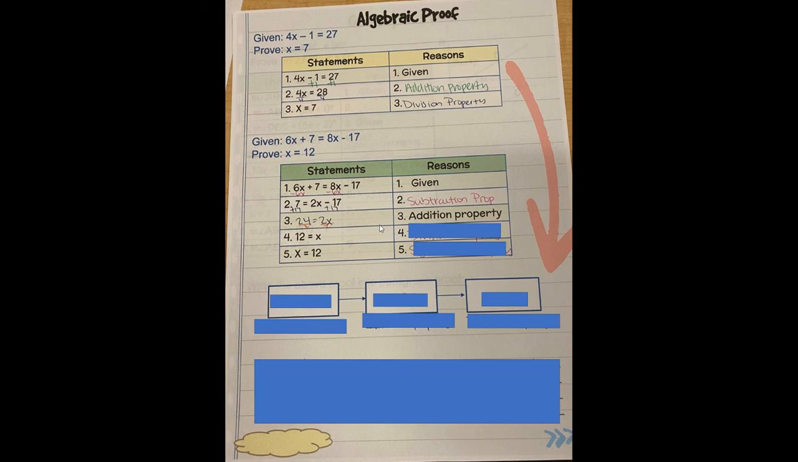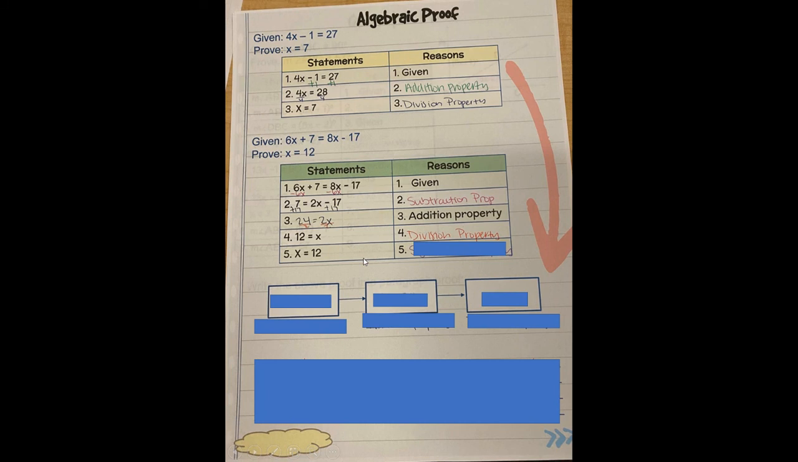Continuing to get x by itself, we add 17 to both sides. Step 3 leaves us with 24 equals 2x. What did we do to get there? We added, so that's our addition property. Now what do we need to do to get x by itself? We divide out that 2 from both sides. We divided, so that's our division property, and that gives us 12 equals x.